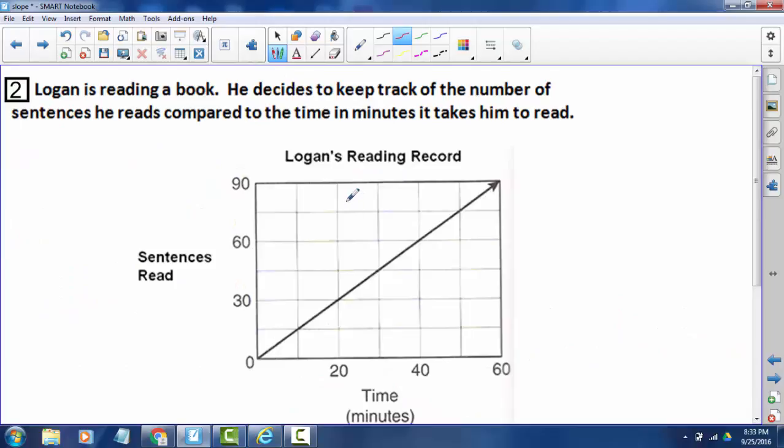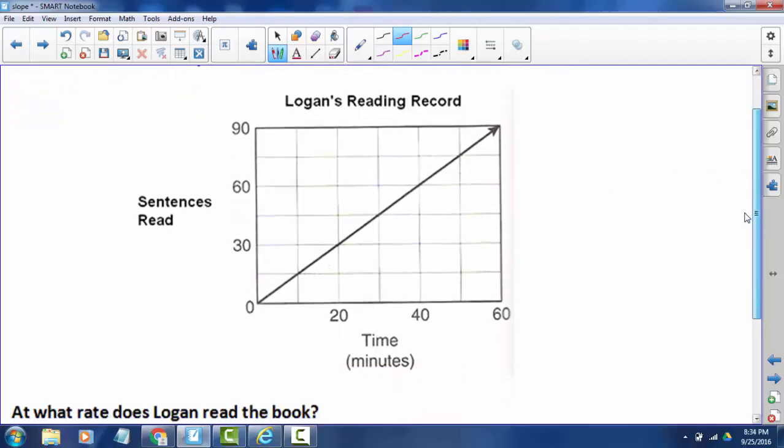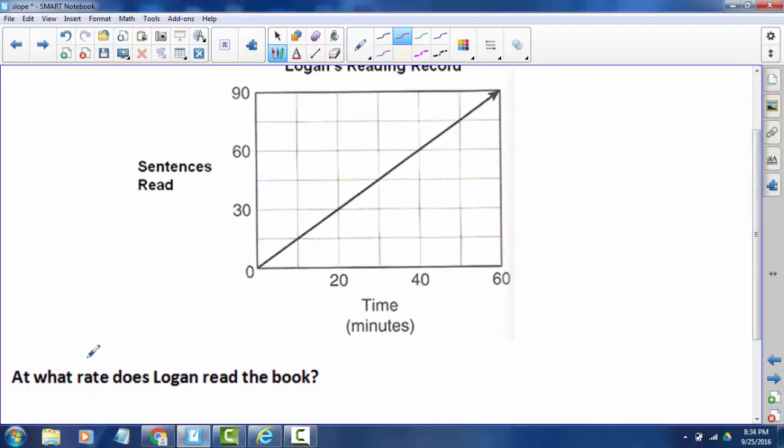Logan is reading a book. He decides to keep track of the number of sentences he reads compared to the time in minutes it takes him to read. And he's made this nice little chart, and he says sentences read, and it goes from 0 to 90. And the minutes he was reading goes from 0 to 60. Okay. So let's see what they're asking us. At what rate does Logan read the book? Rate. Okay, rate is our slope because it's our rate of change.